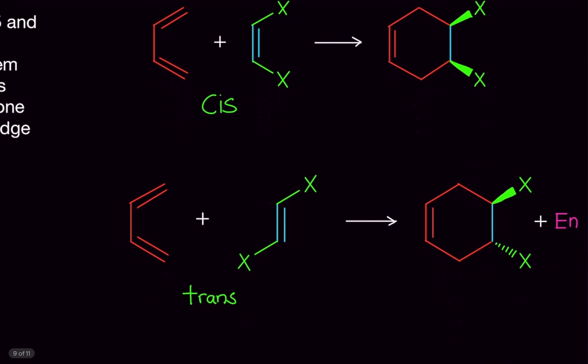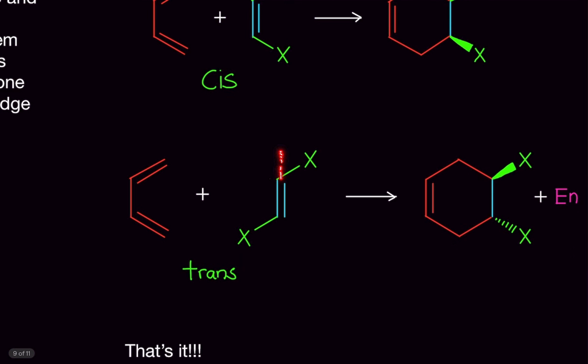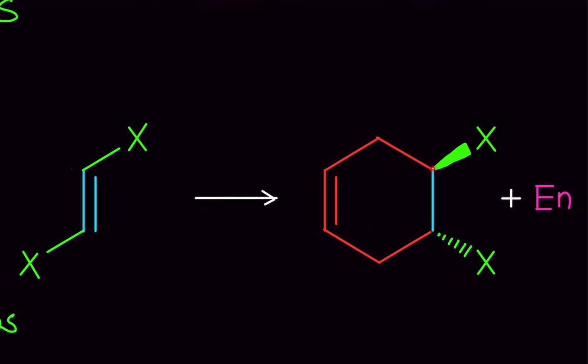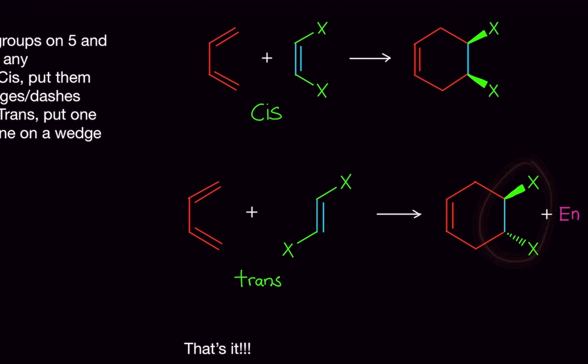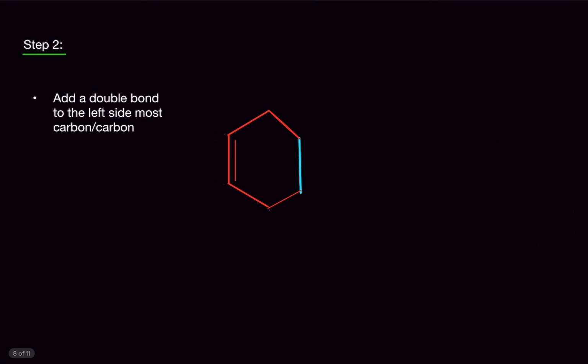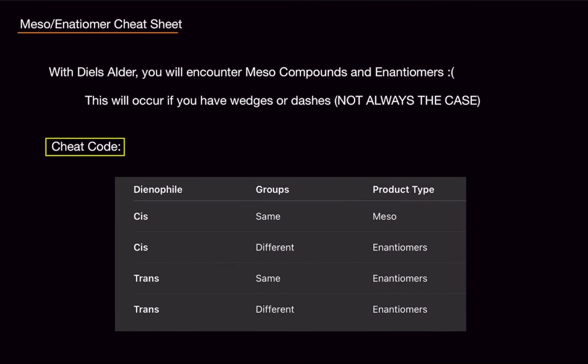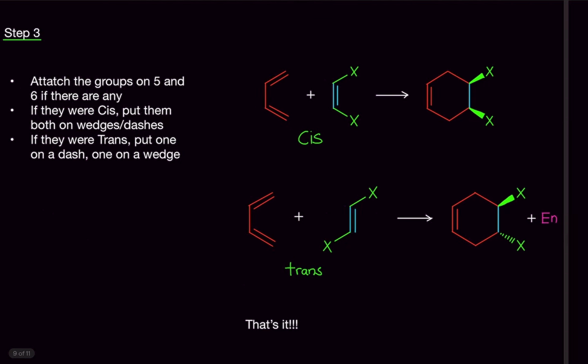Okay? If they are trans, now look, you see this? If I do a laser beam right through the middle where the alkene is, one's on the right-hand side, one's on the left-hand side. They are trans. So we put the functional group on number 5, and we put the functional group on number 6, and we put them one on a wedge, one on a dash because they are trans. They are opposite sides of the alkene. So we put one on a wedge, one on the dash. Plus the enantiomer because we went over this, right? So we are trans, and it's going to be the same group. We have enantiomers. So you just got to draw the opposite one.